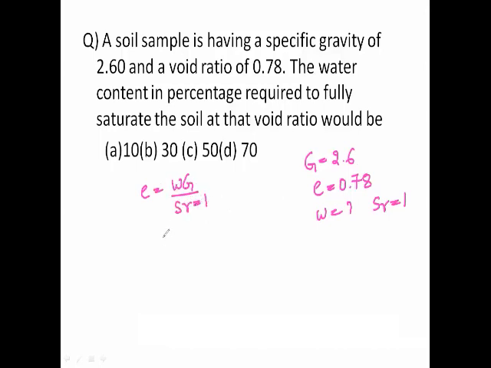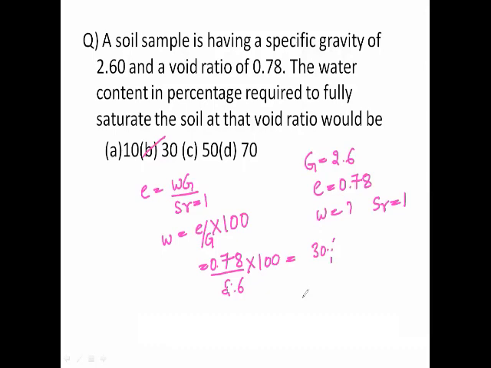Since it is asking for the water content, the water content will become e by G. In terms of percentage, we have to multiply it by 100. So e here is 0.78, and G here is 2.6. If you multiply by 100 and simplify in terms of percentage, this will come as 30%. So therefore the option is B.